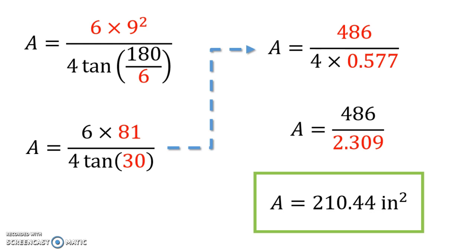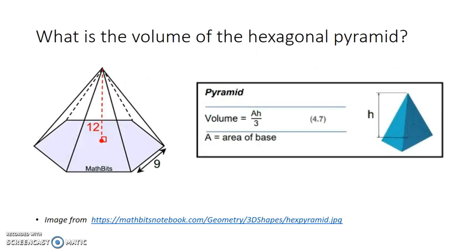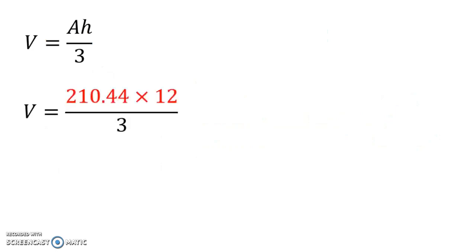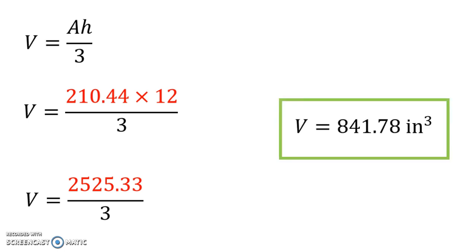But what's nice is we can come back to this formula. Now that we know the area is 210.44, we can say, aha, I know A. So let's plug in 210.44 for A, 12 is the vertical height, and 3 on the bottom is just a 3. I take the top two numbers and multiply them together. 210.44 times 12 is 2525. I divide that by 3 at the very end, and I end up with a volume of 841.78 cubic inches. Volumes are cubic inches in this case. Hopefully that makes sense.